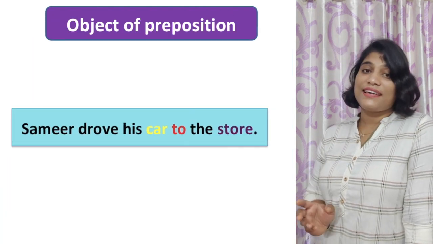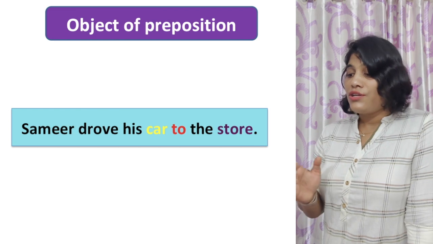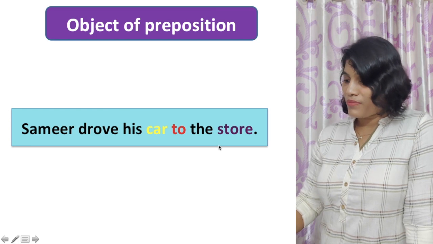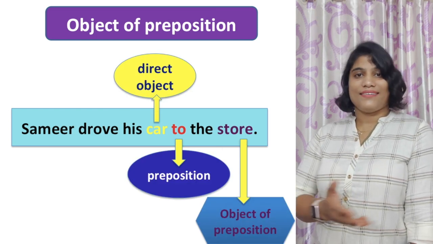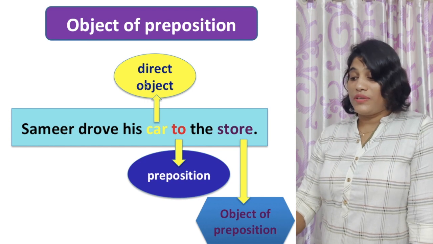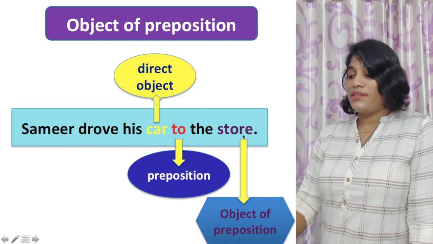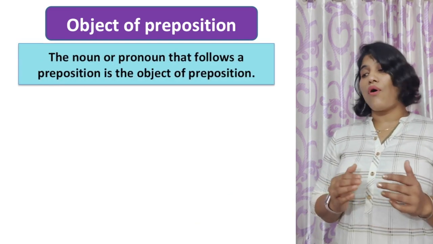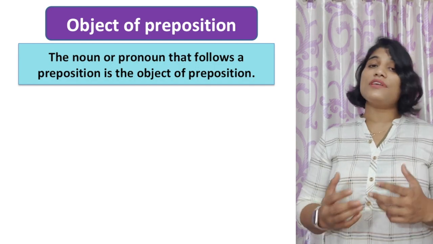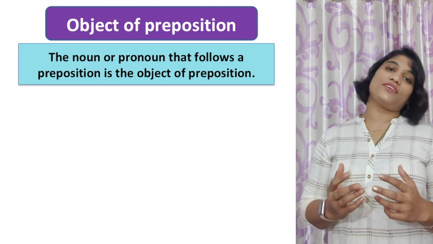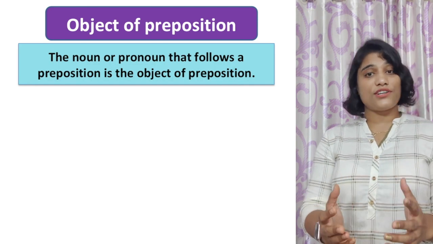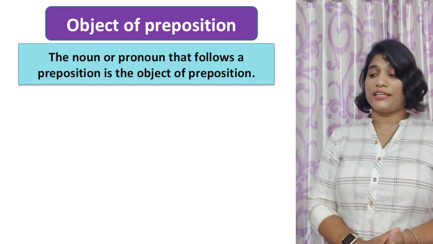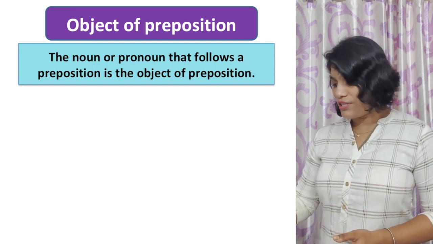Now, let's see the other variations. Shomir drove his car to the store. What do you see here? Car, the direct object. To is the preposition and the store, the object of the preposition. The noun or pronoun that follows a preposition is the object of the preposition. You understand.